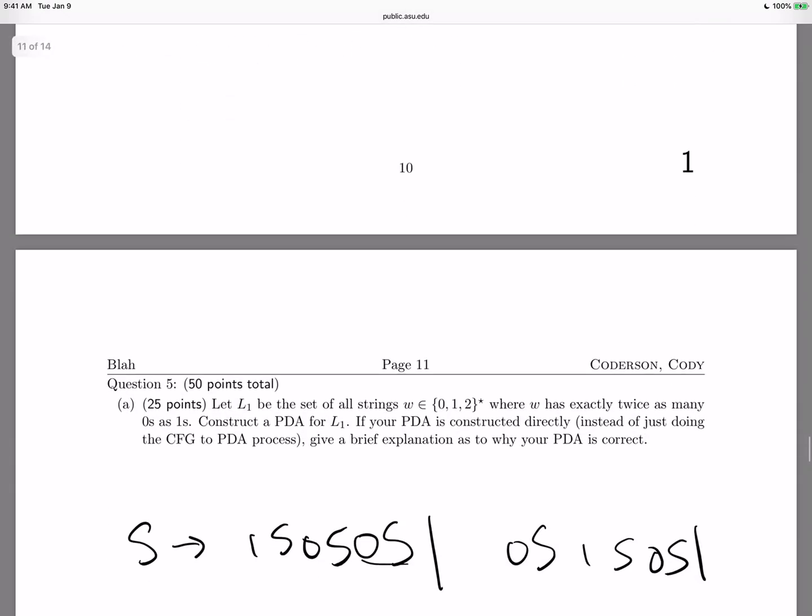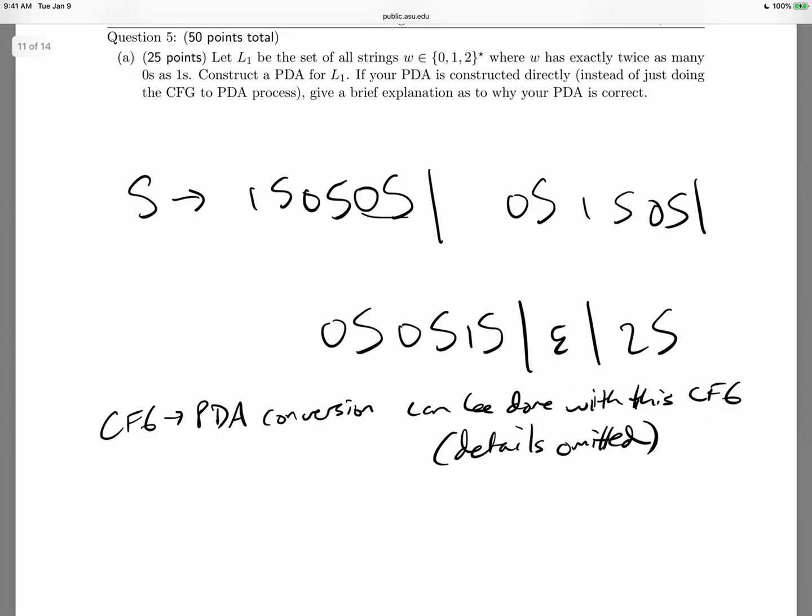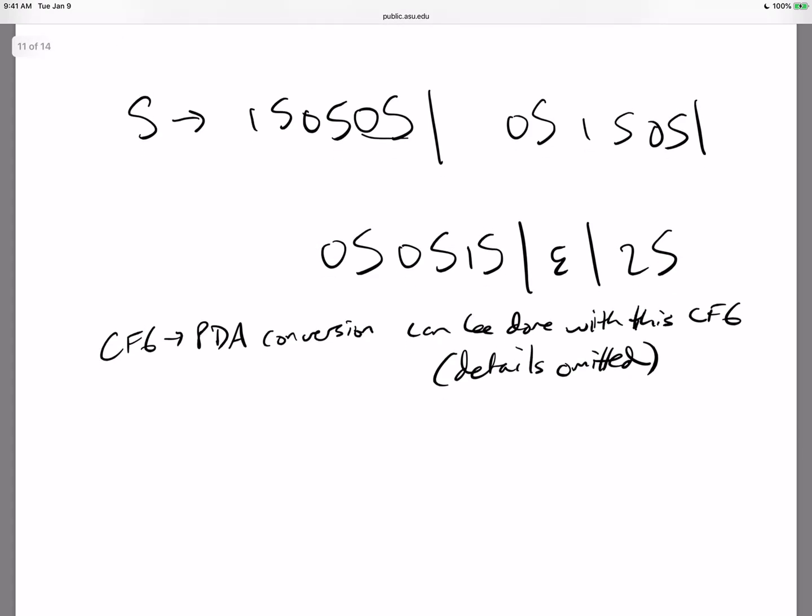Okay, so let's do question 5. I didn't actually put the PDA on here because I wanted you to see a grammar instead, because you can convert this on your own time to a PDA. I just wanted you to see the grammar first. So I just left out the details.